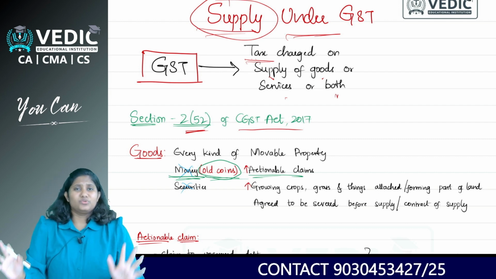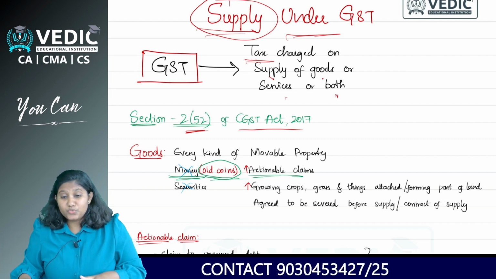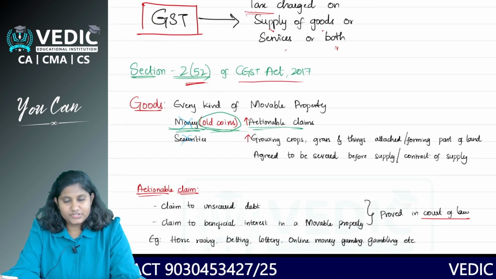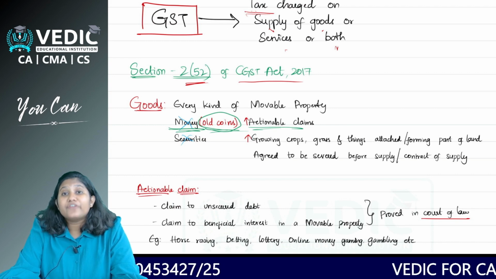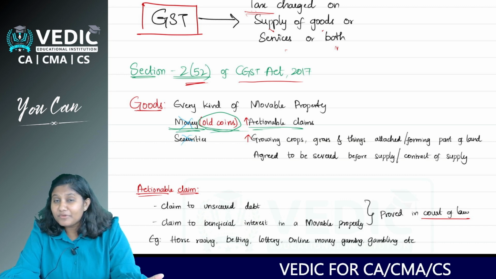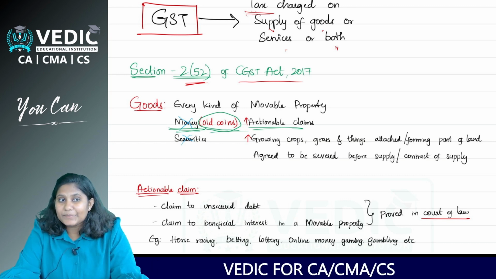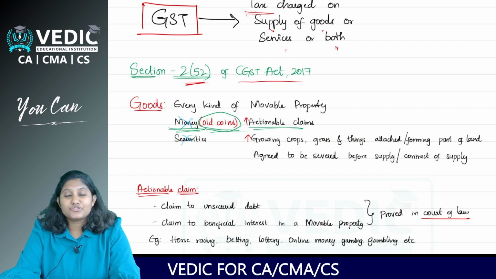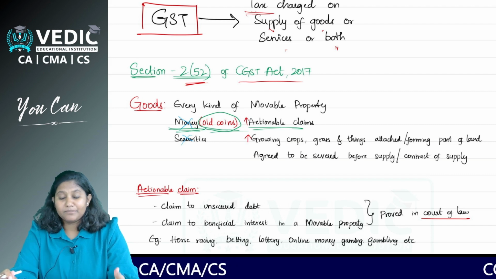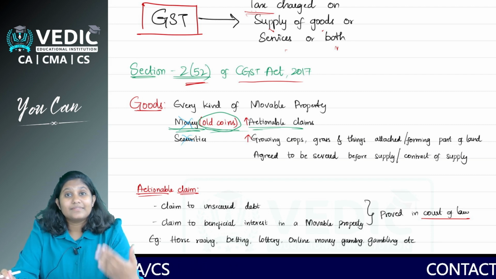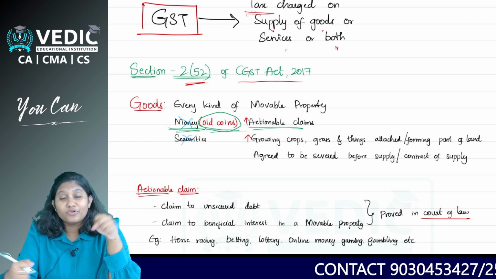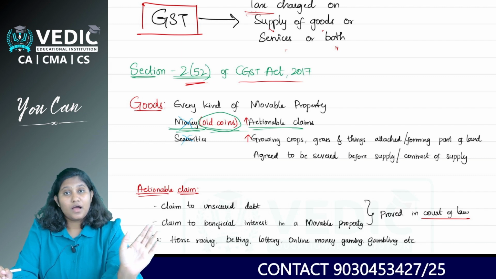But let's see what goods are. Section 2, Clause 52 of the CGST Act 2017 deals with the goods definition. What is it? Every kind of movable property. What is movable, and which is immovable? Immovable means the land, building, or big trees that are attached to land. Those are all immovable. Then what is movable? The pen that I am holding, the tab I am using, the books, the camera before me, the motor vehicle that you are using, everything is movable goods.